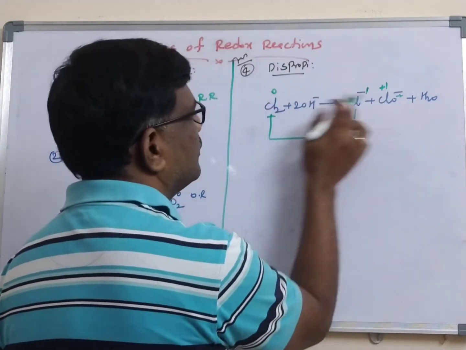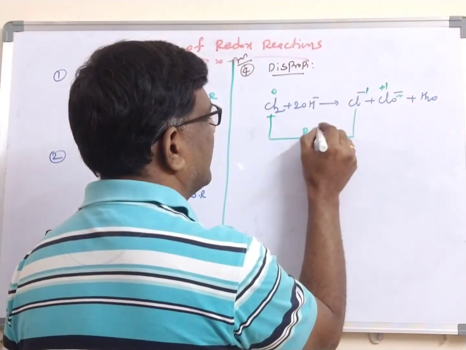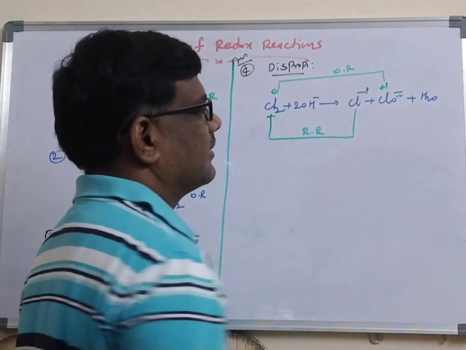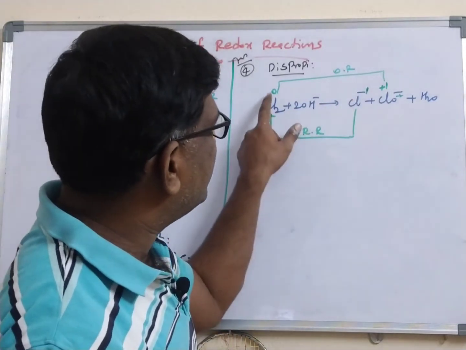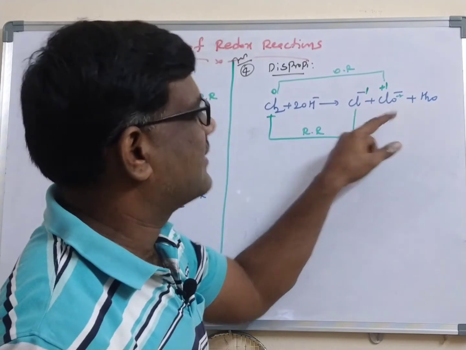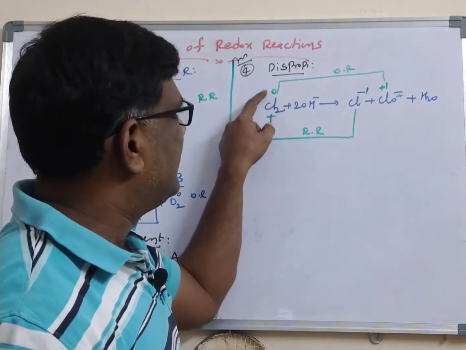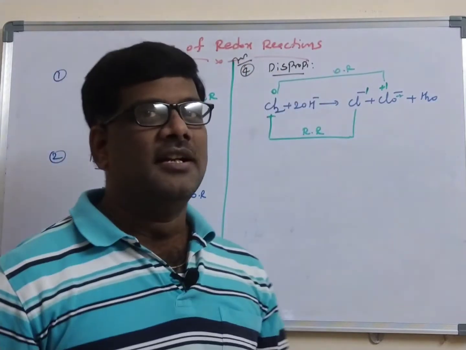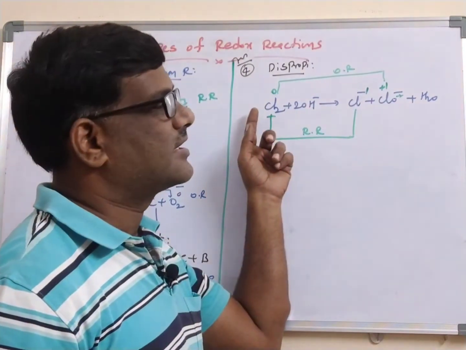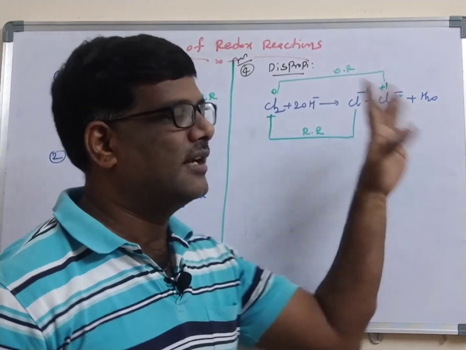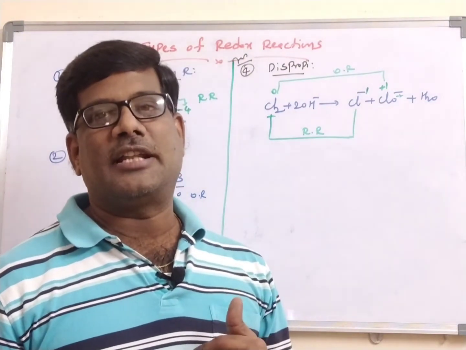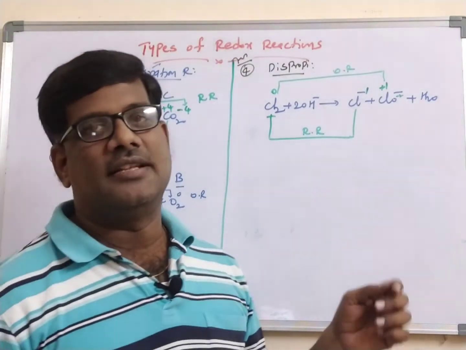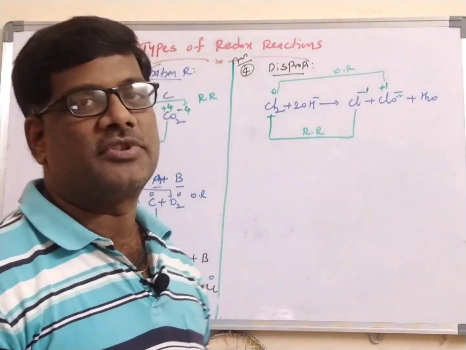Chlorine's oxidation state goes from 0 to -1, a decrease, a reduction reaction. Here the same chlorine goes from 0 to +1, an increase, an oxidation reaction. So the chlorine oxidation state 0 is intermediate between -1 and +1. Ultimately, one element with an intermediate oxidation state undergoes both oxidation and reduction, and those reactions are called disproportionation reactions. That's why this reaction is called the disproportionation reaction.